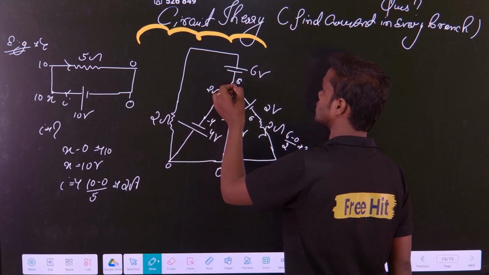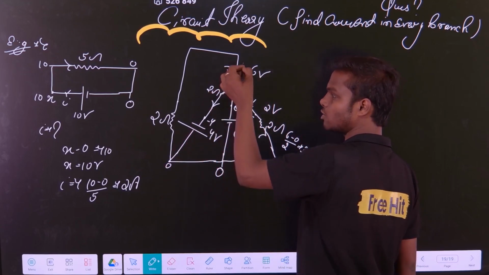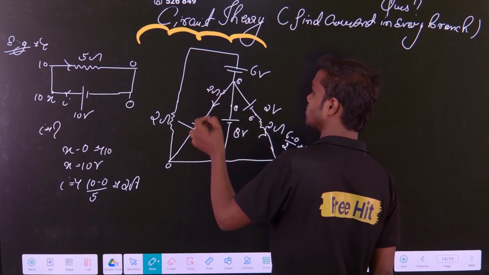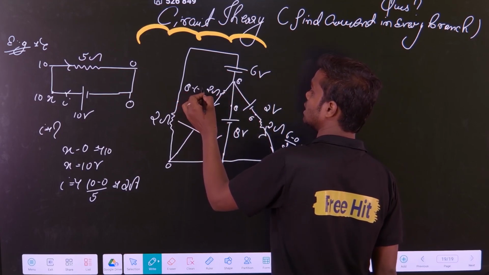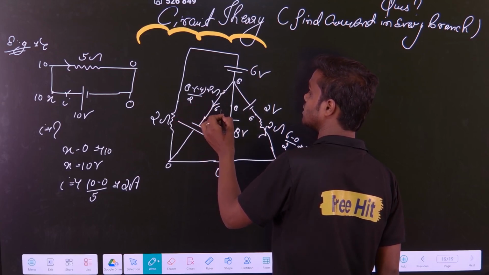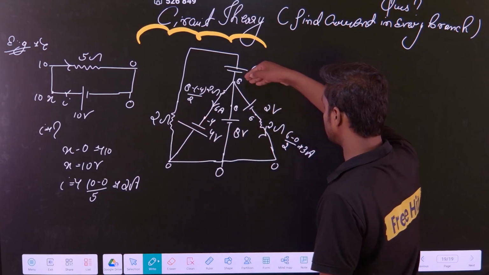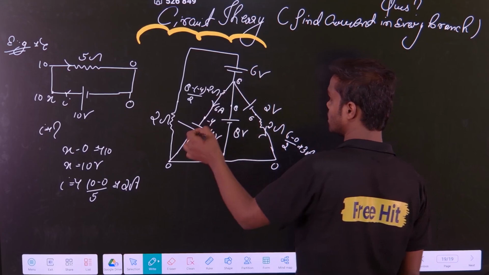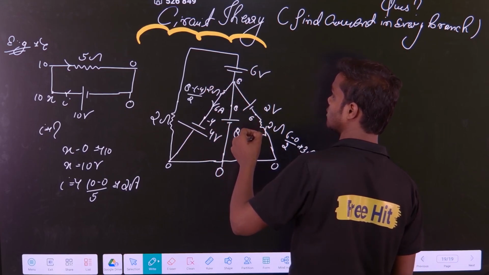If this is minus 4, this is 8. So current will flow from higher to lower, that is true. So 8 minus minus 4 divided by 2. So what is the value? 12 divided by 2, that is 6 ampere. So now you can see 6 ampere is here, and 3 ampere is going here, correct?